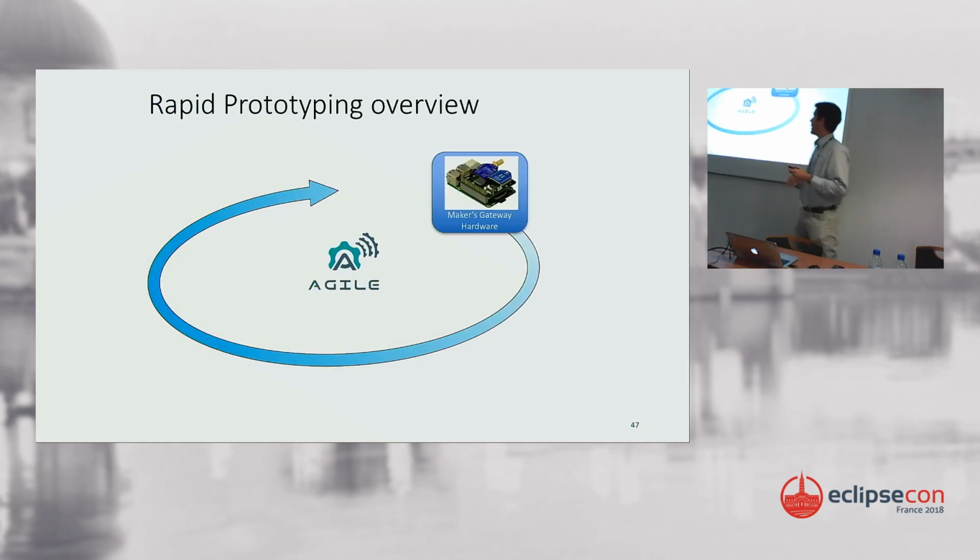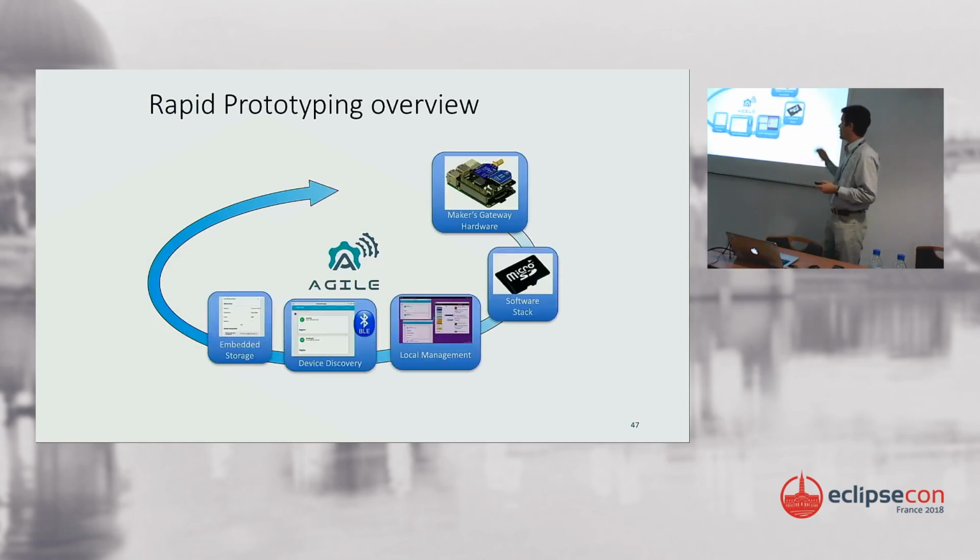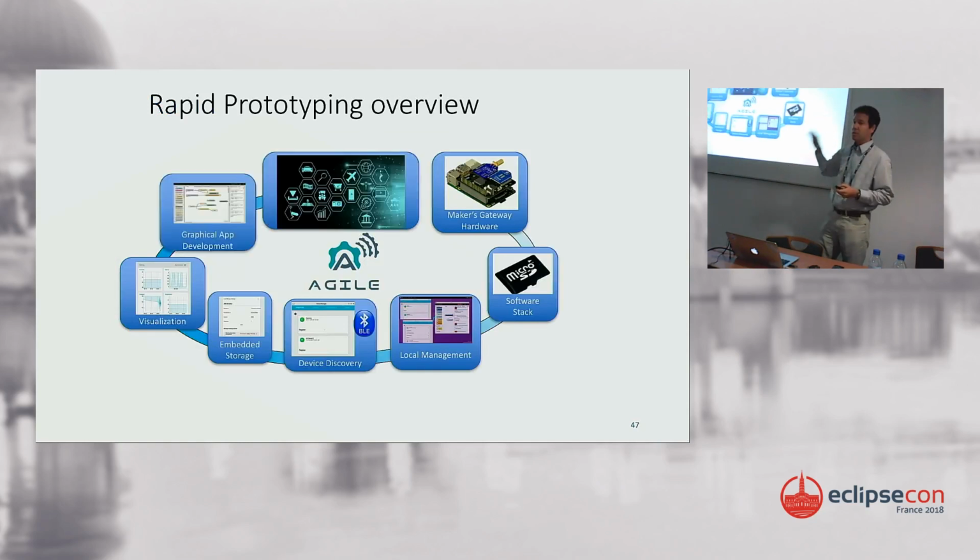So right side, rapid prototyping with AGILE is something we are working on. As I said, you could get the maker's version of the gateway. It's based on the Raspberry Pi with an extension shield that we are developing, and add radio communication modules, download and install software. You can get a gateway for which you already have a management interface. You can connect it to devices and manage the gateway.